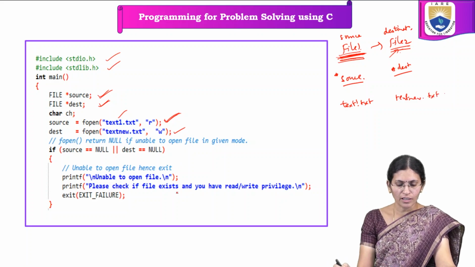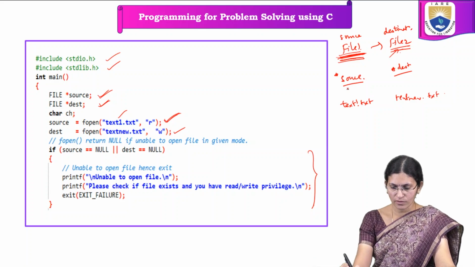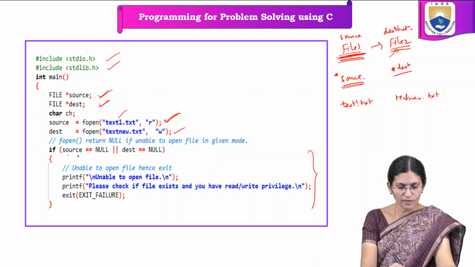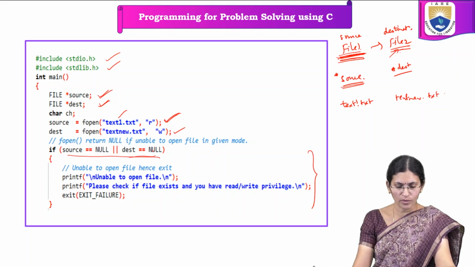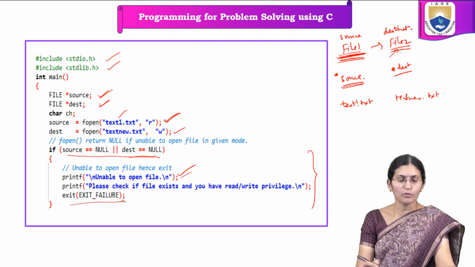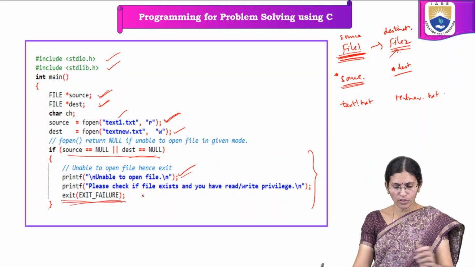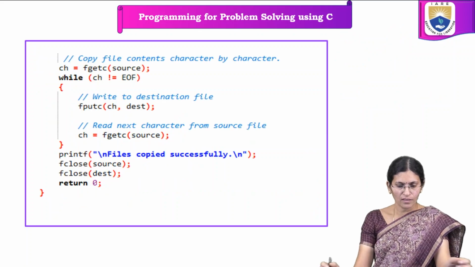So we need to check the condition. Before proceeding to the program, we need to check whether the file pointer has a valid address or not. This is the syntax. If source is equal to NULL or destination is equal to NULL, then it will print this message on the screen: unable to open the file. Then, with the help of this function, the program is terminated and control is transferred to the operating system.